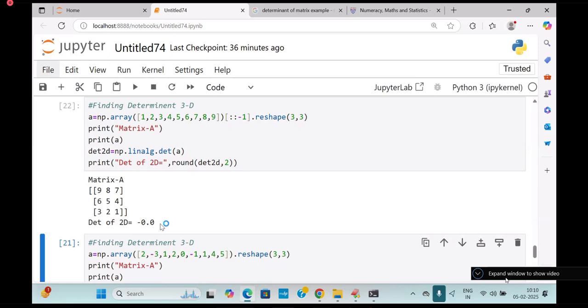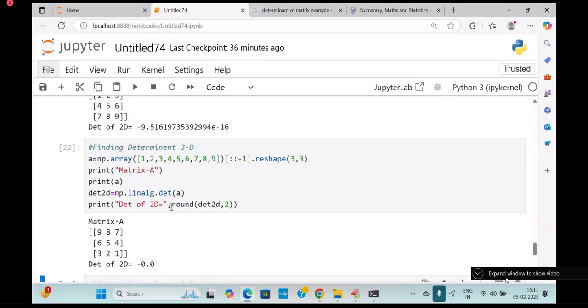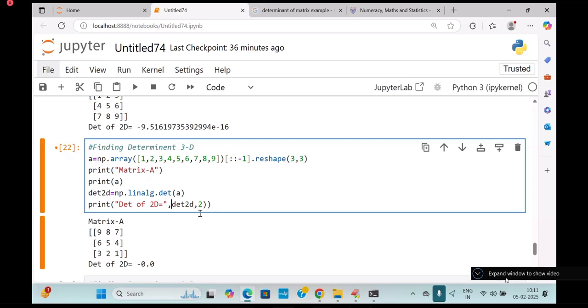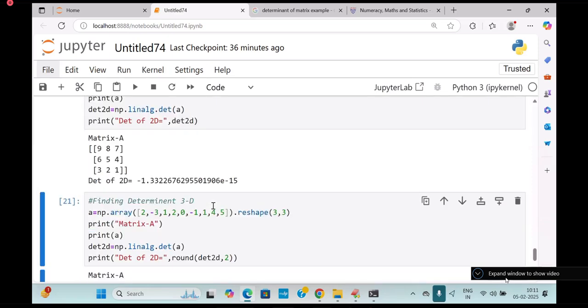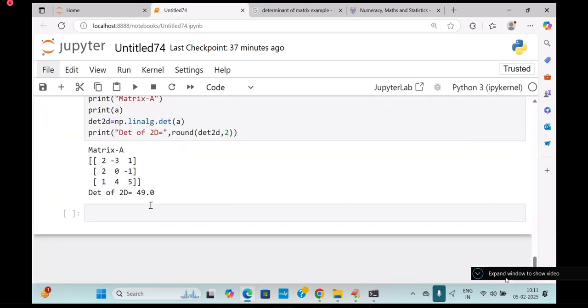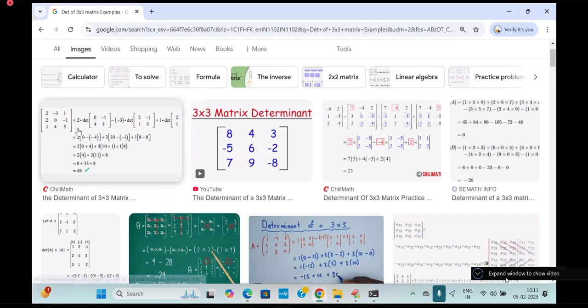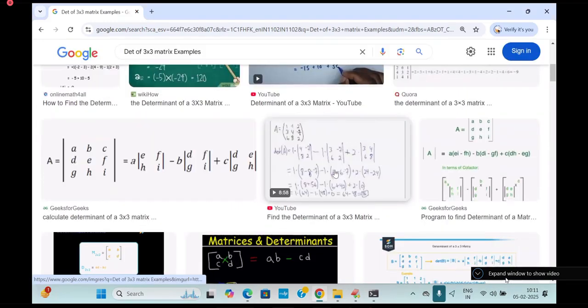Minus 0.0 is coming. Don't try to round it when negative values are coming. Keep those values as they are, students. And calculate, take a pen and paper and try to do that. Are you getting it or not? You have seen the Google example, and you can take any one of the matrices and try to follow.